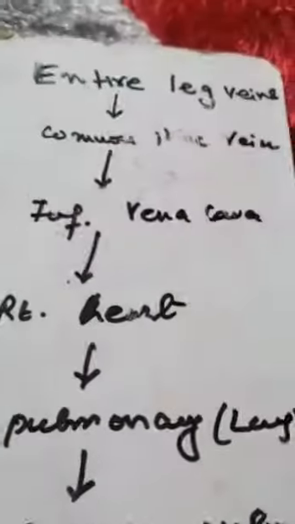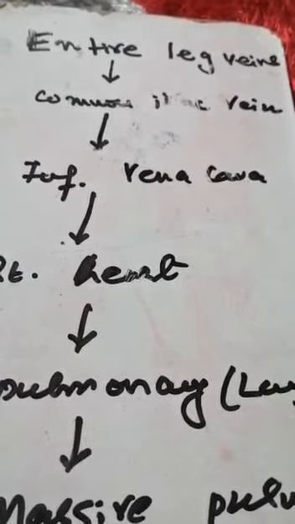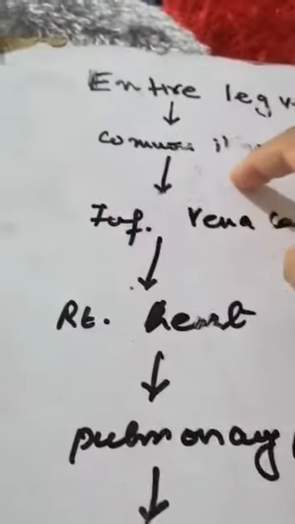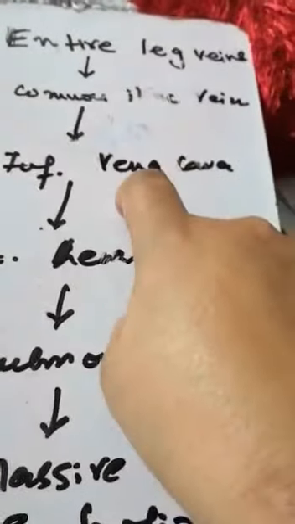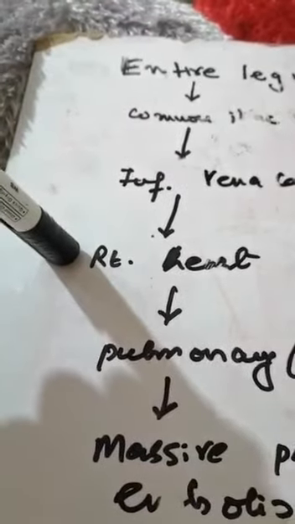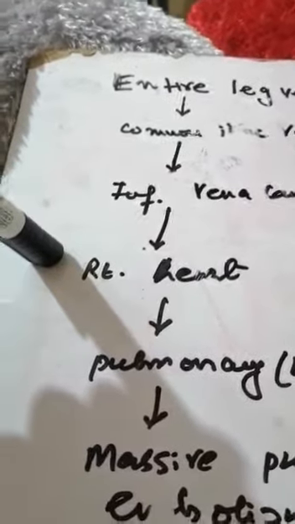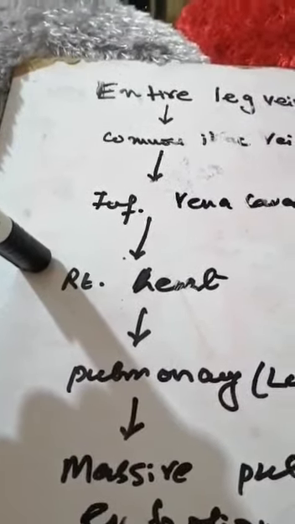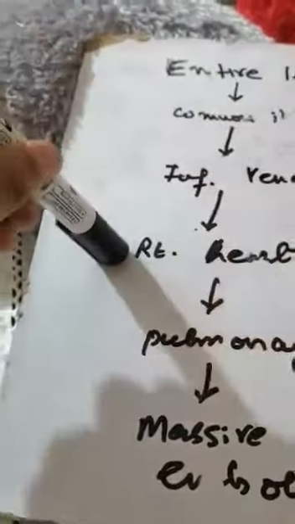And what happens when the blood flow is very slow? In entire leg veins, blood is moving slowly, clot is developing. This clot moves from the common iliac vein to the inferior vena cava. And as you know that the inferior vena cava empties into the right heart. So what happens? The clot, which originated in the femoral vein, is moving through the entire leg vein, then into the common iliac vein and inferior vena cava into the right heart.